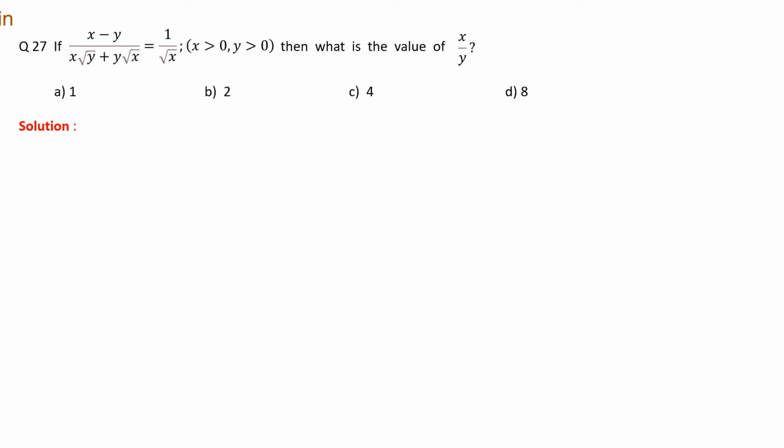Now this is the next problem. The question says, if x minus y whole divided upon x into root y plus y into root x is equal to 1 upon root x, where both x and y are positive real numbers, then what is the value of x upon y? Now students, this is a nice problem on algebra. First of all, let's cross multiply. We'll be getting x root x minus y root x equal to x into root y plus y root x.